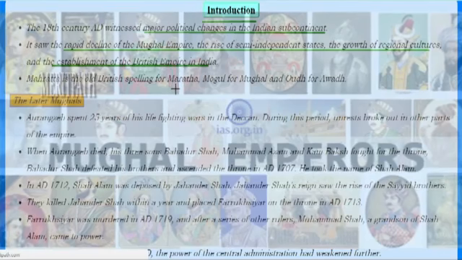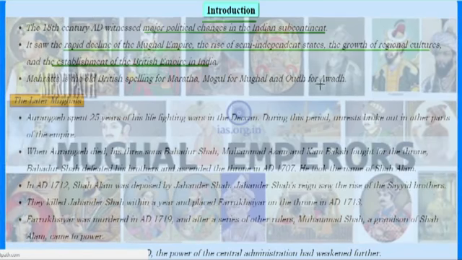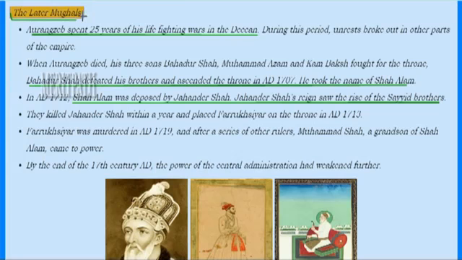The old British spelling for Maratha was Maharatha, Mughal was known as Moghul, and Awadh was known as Oudh. Among the later Mughals, Aurangzeb spent 25 years of his life fighting wars in the Deccan. Many unrests broke out in other parts of the empire also, and then Aurangzeb died. He had three sons, Bahadur Shah, Muhammad Azam and Kambaksh. They fought for the throne, but Bahadur Shah defeated his brothers and ascended the throne in AD 1707, and he took the name of Shah Alam.